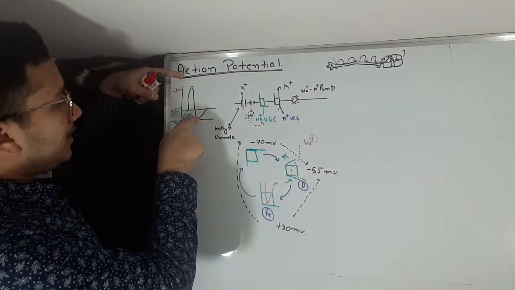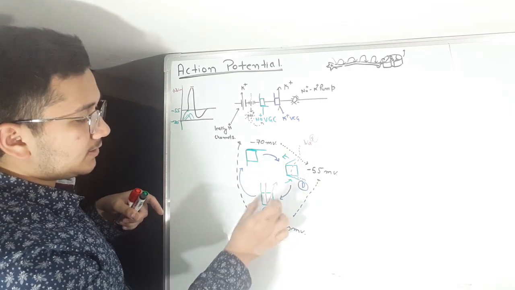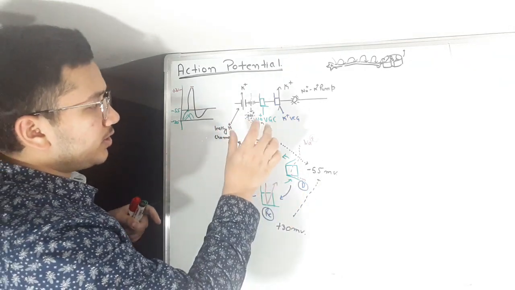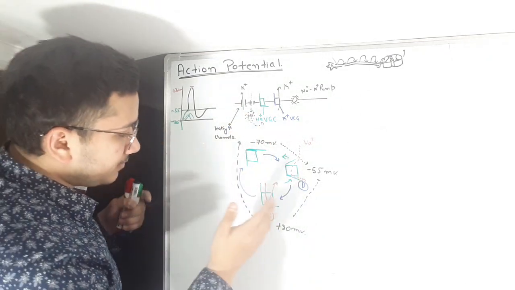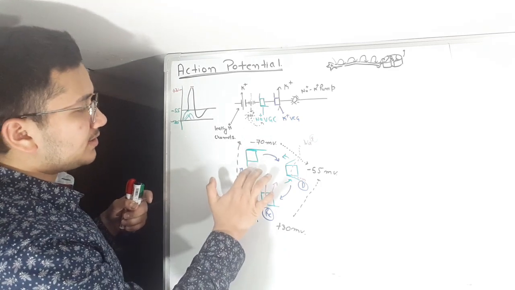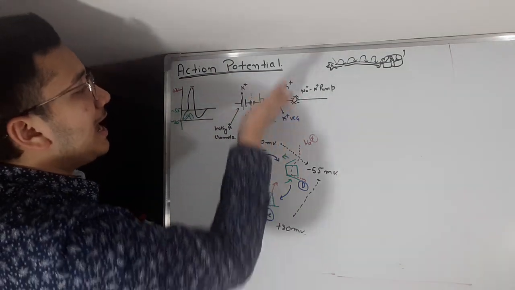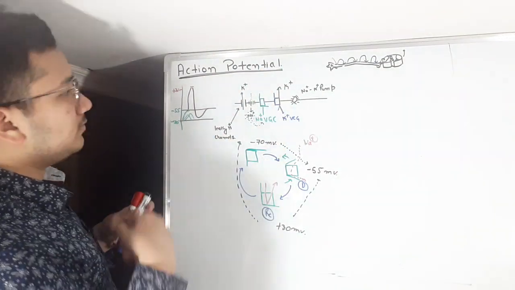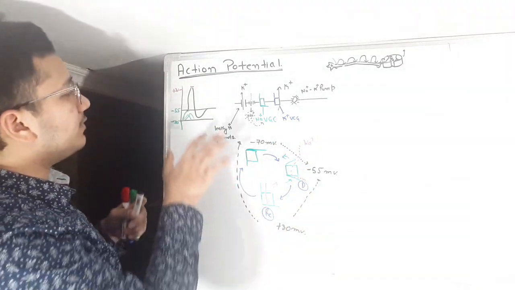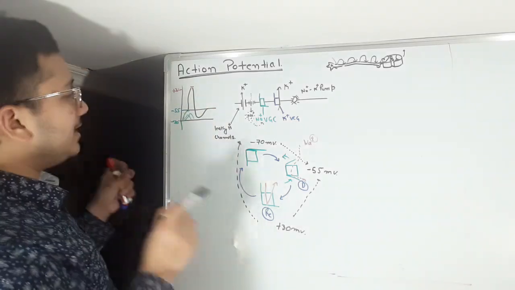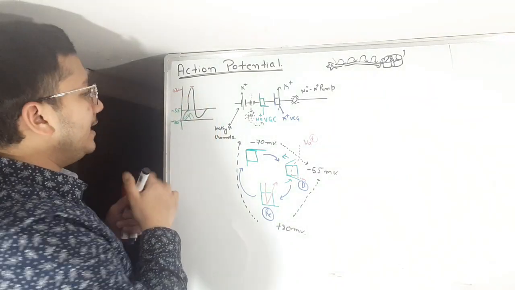And at this particular moment, in the process of repolarization, the sodium voltage gated channel gets into its resting state. This is its resting state, and at this moment the K positive is getting outside the cell. As the K positive channels are slow to open, they are also slow to close, so they will close slowly at approximately minus 85 millivolts, right?